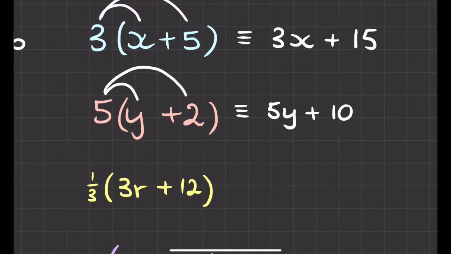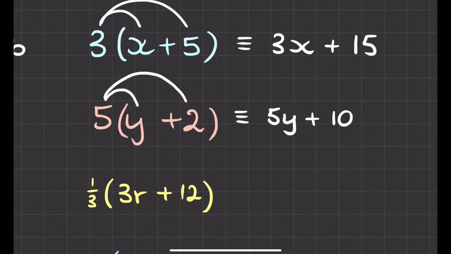Ooh, this one's interesting. This one's got a third in. What's a third multiplied by 3? Well, that's the same as saying a third of 3. So a third of 3 is 1. So what do you think a third of 3 r's is? Well, if I've got 3 r's and I have a third of it, then I'll just be left with 1 r. So this is going to give me r, and a third of 12 is 4. So I'm going to also add on 4. Okay, so I've expanded the brackets there. I've basically just got rid of the brackets.